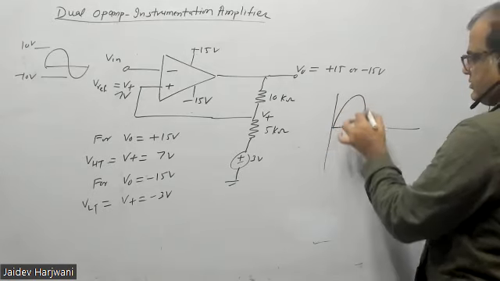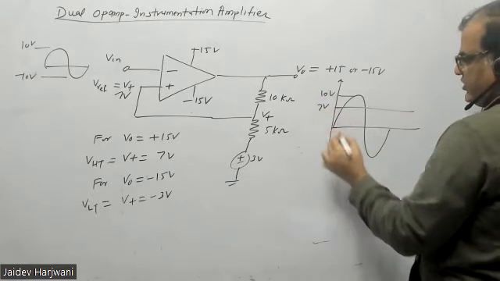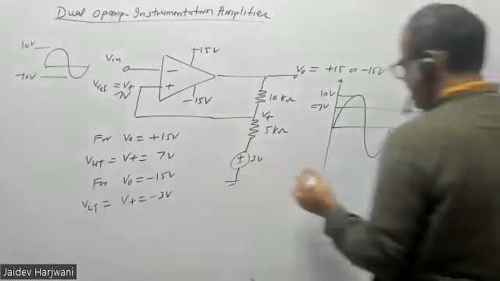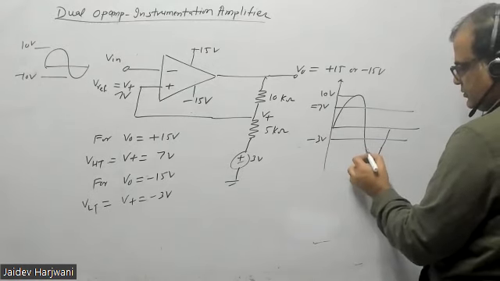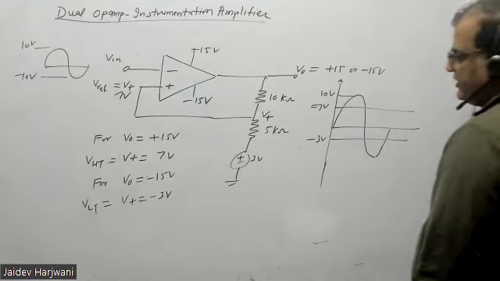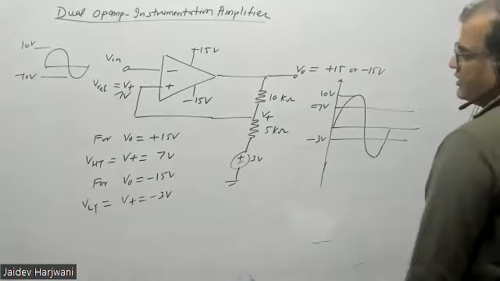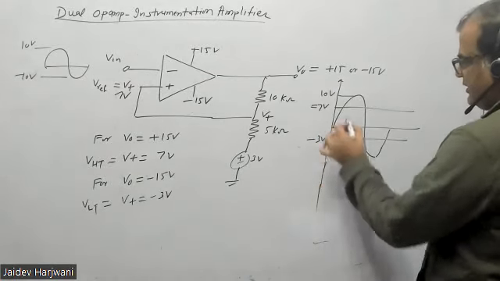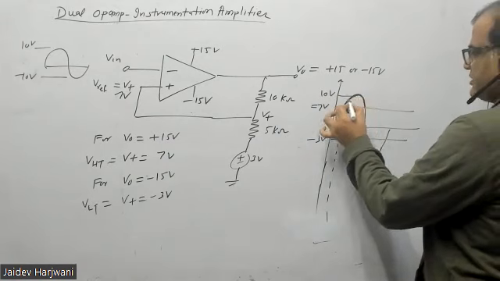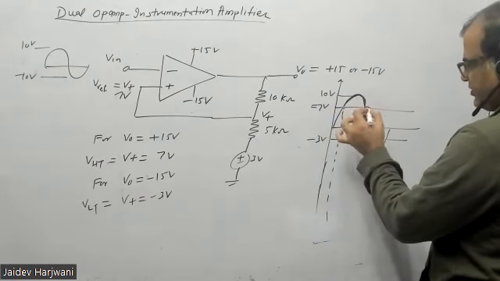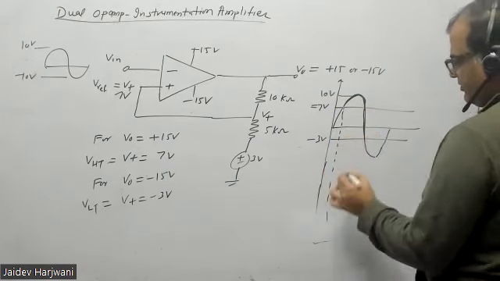These are the limits. This is my 10 volt. This is my 7 volt reference voltage. You can call it a reference voltage. And here you have minus 3 volt. Whenever your voltage is less than 7 volt and in between the two ranges, then your output is high. Whenever you go across this part, your output will become negative, up to here.